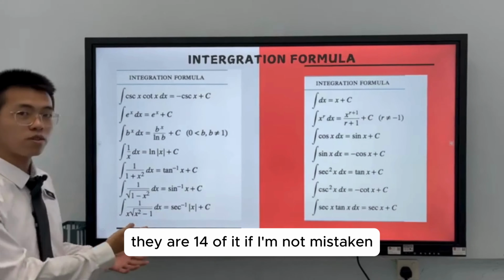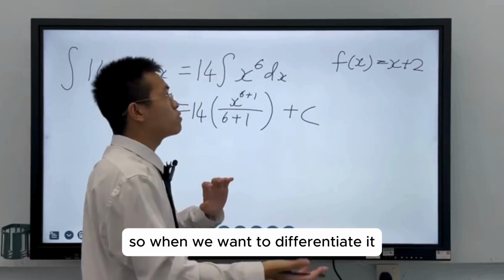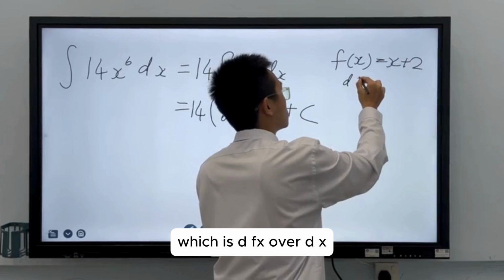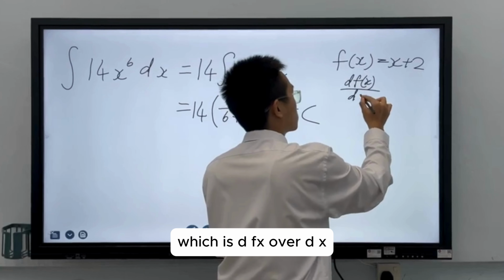So what is the c? The c is actually the constant before the differentiation. For example, I have f(x) equals x plus 2. When we differentiate, df(x) over dx, it will become 1. Why does it become 1? The x here is power 1. We move the power down and then subtract 1 from the power, so it becomes x power 0. As we know, x power 0 is 1. So that's 1.